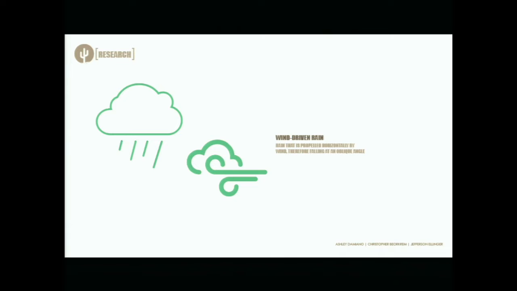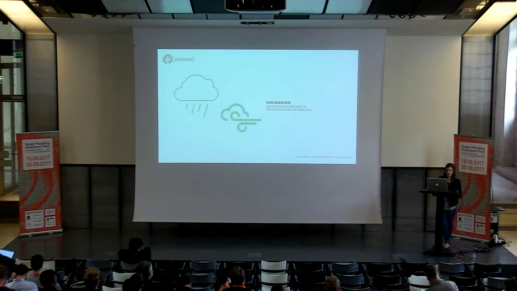So we were looking specifically at wind-driven rain, which is rain that is propelled horizontally by wind, causing that rain to fall at an oblique angle and intersect with the vertical surface. There's quite an extensive amount of research on wind-driven rain, about over 80 years of research. In regard to building science, there's a large number of parameters and variability that makes wind-driven rain very difficult to calculate and quantify.